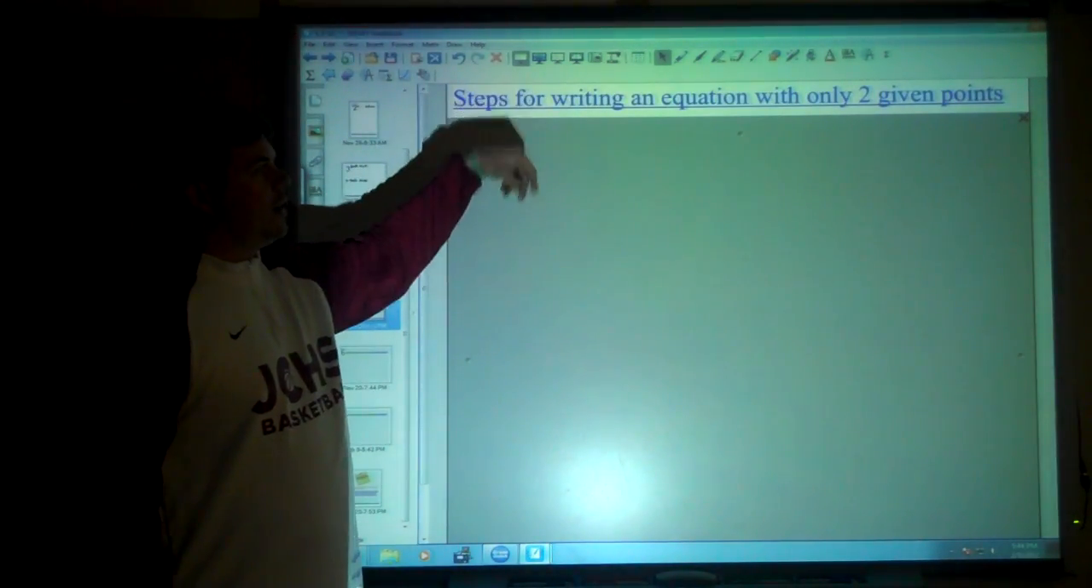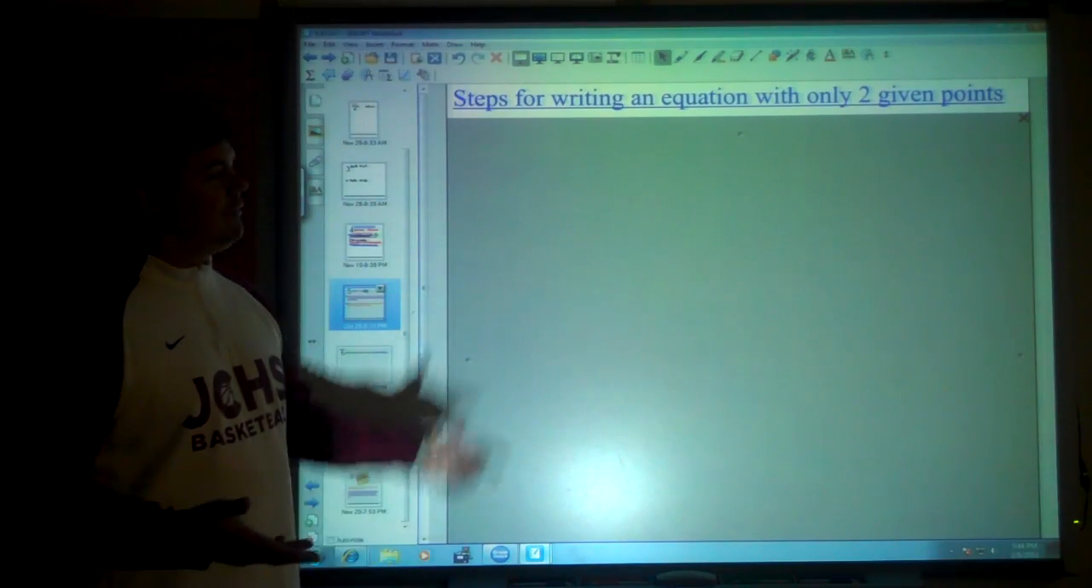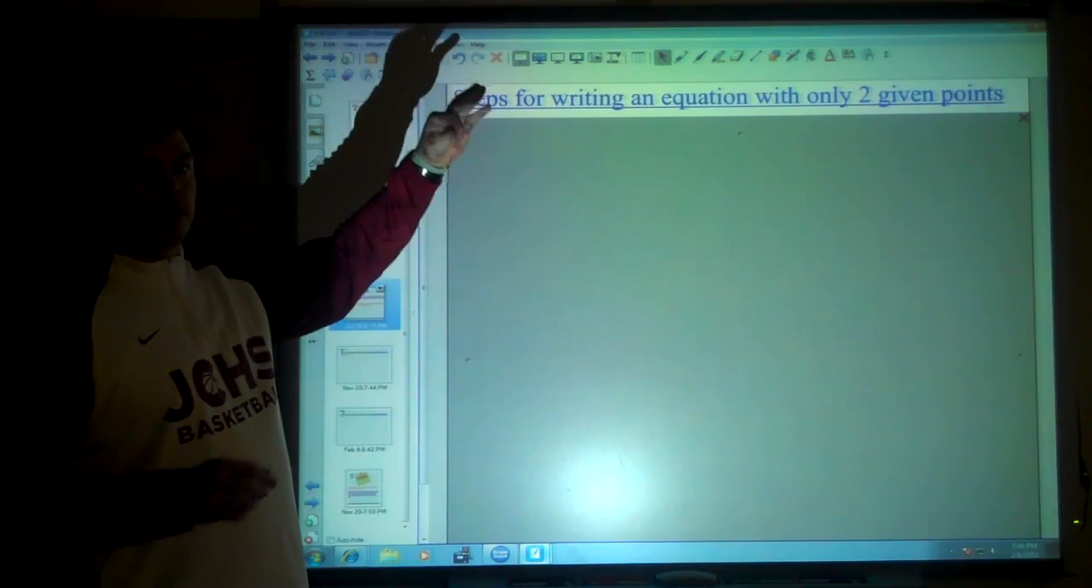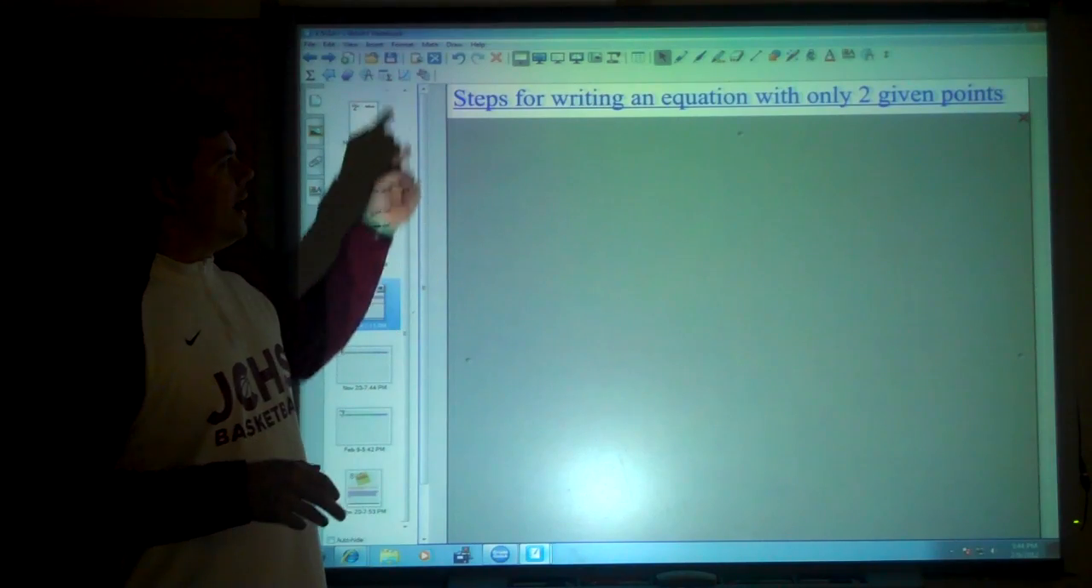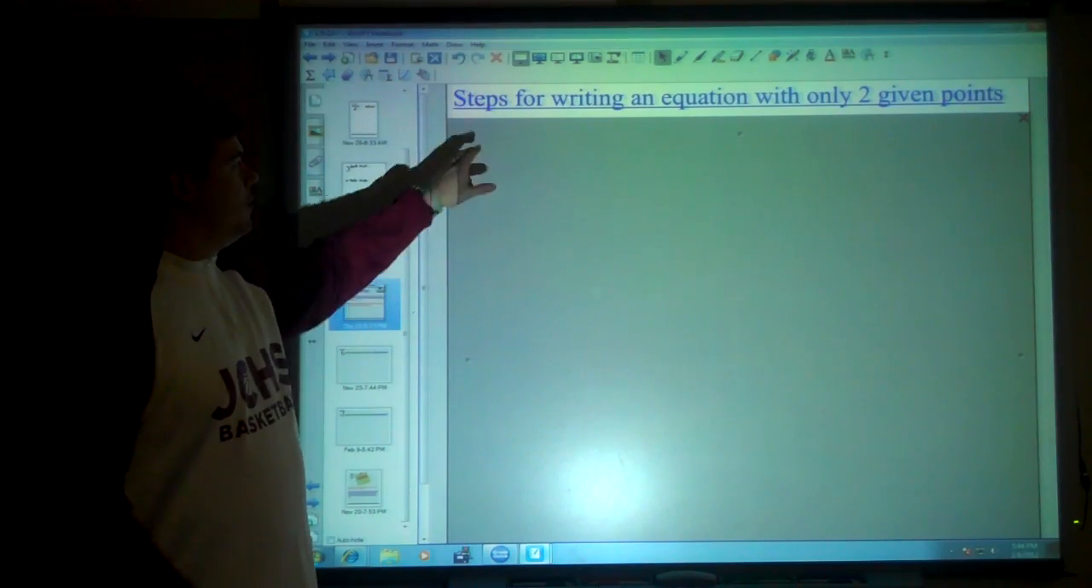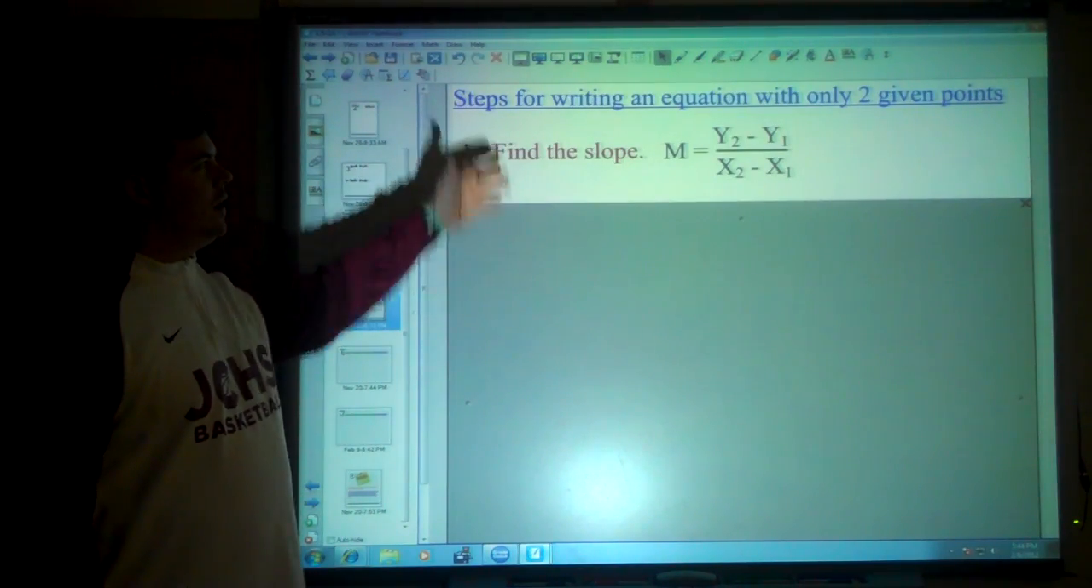And then we're also going to have to figure out what the y-intercept is. So we could use the graph of those two coordinates and see where it crosses the y-axis. Or, after we find the slope, maybe we could go from there. So step one, let's go ahead and find the slope.